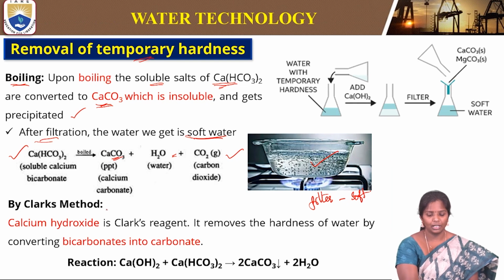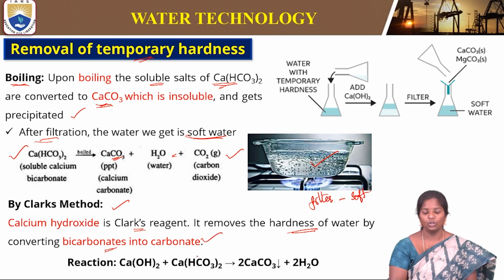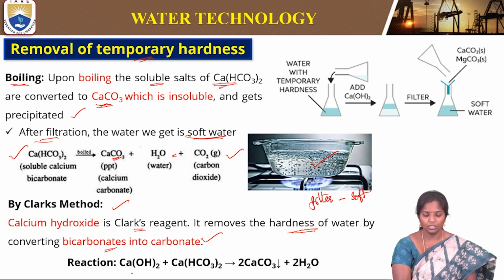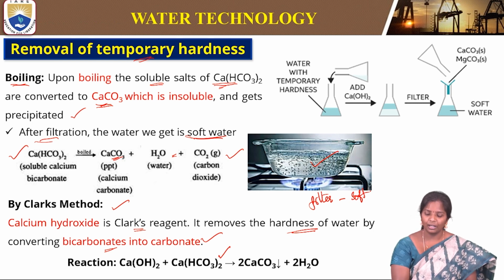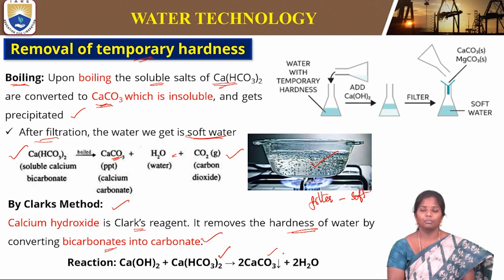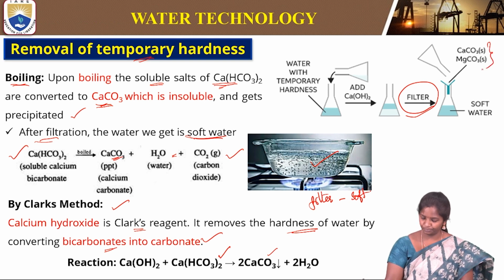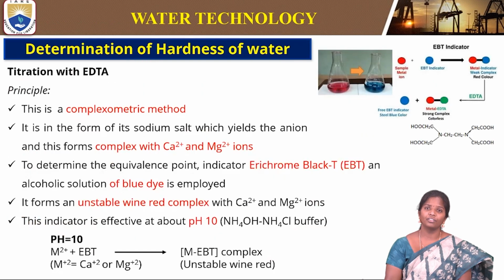The other method is Clark's method, where calcium hydroxide is Clark's reagent that is used for conversion. It removes the hardness of water by converting bicarbonates to carbonates. So the logic is the same; however, we are using a reagent for faster removal. Calcium hydroxide is added to the water containing calcium bicarbonates. These bicarbonates are converted to carbonates and can be removed through filtration, both calcium and magnesium salts. So these are simple methods that can be used to remove temporary hardness of water.